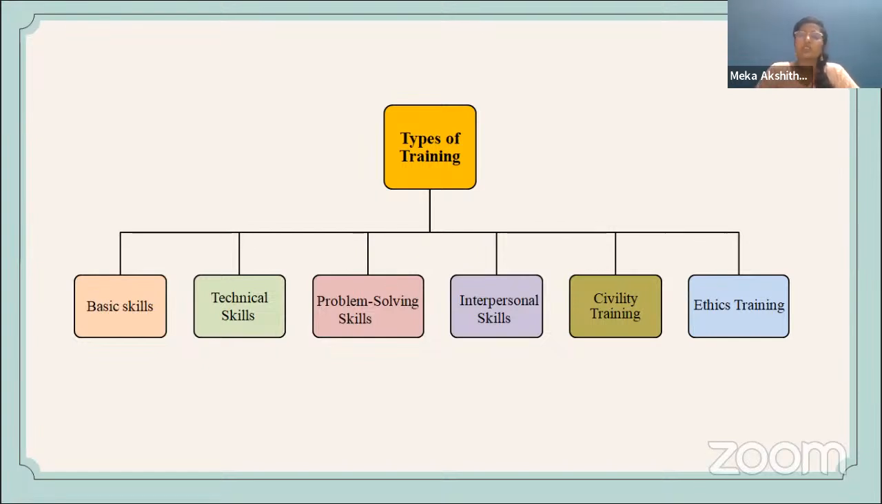So in such situations, the organization would run these training programs. When we are talking about problem solving skills and interpersonal skills, it might be for 2 to 3 days, right?